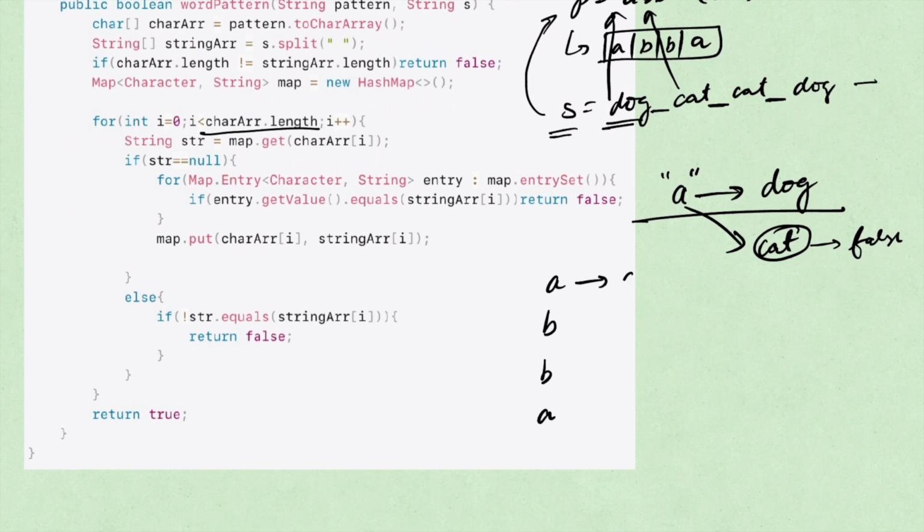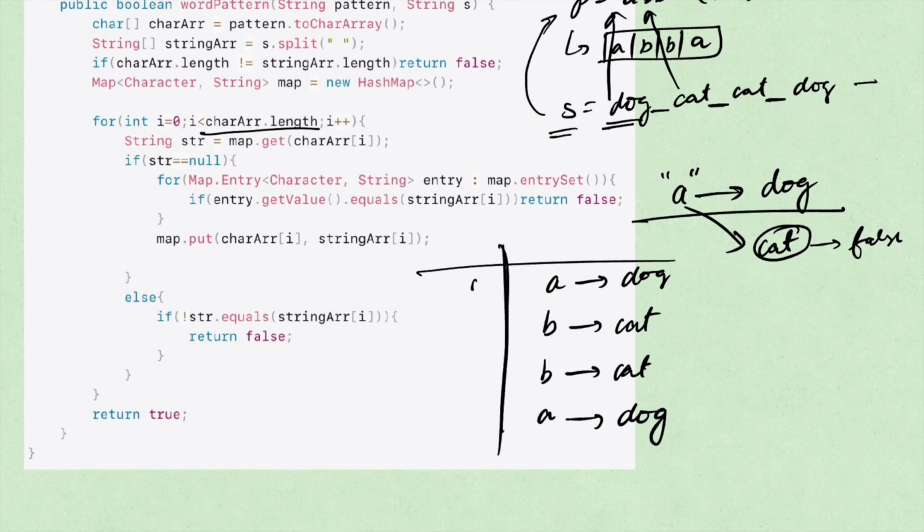And A is mapped to dog, B is mapped to cat, B is again mapped to cat, and A is mapped to dog. So the indexing is something like this, right? Here is 0, 1, 2, 3. So with the zeroth character, the zeroth string is mapped, right?